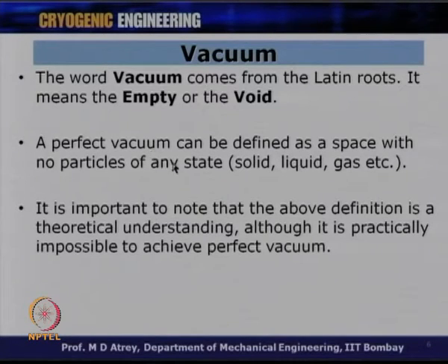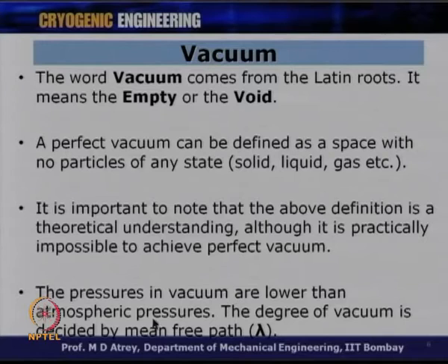We can't have a perfect vacuum, and therefore practically it is impossible to achieve perfect vacuum. You can have a very low pressure, but you cannot get perfect vacuum. That means nothing is present over there, no particles are present over there. This is a very idealistic situation, and therefore practically it is impossible to achieve perfect vacuum. The pressures in vacuum are lower than atmospheric pressures, that is why we call it vacuum.